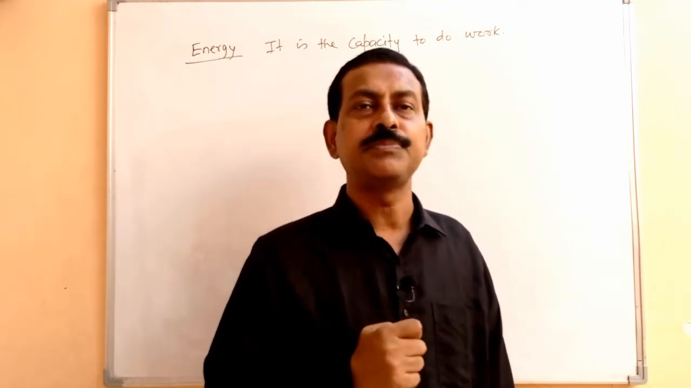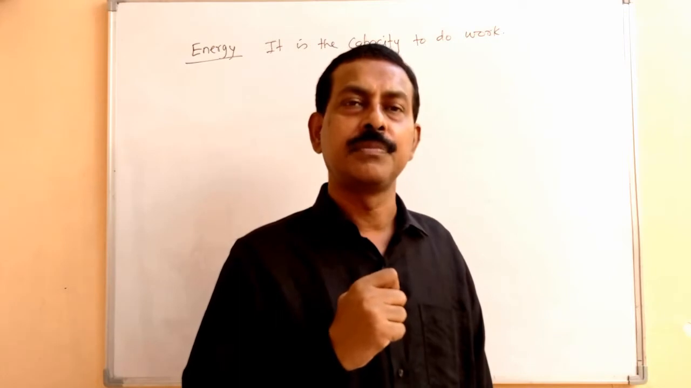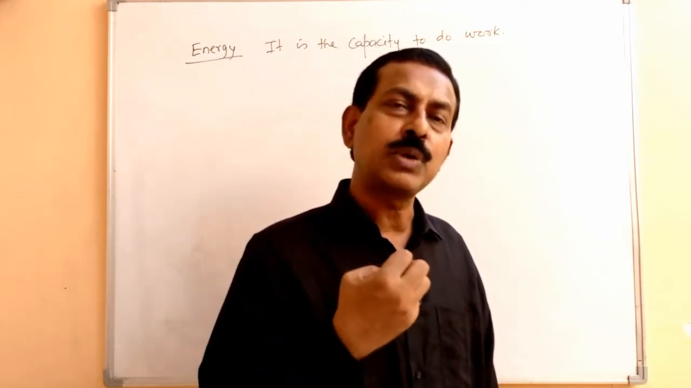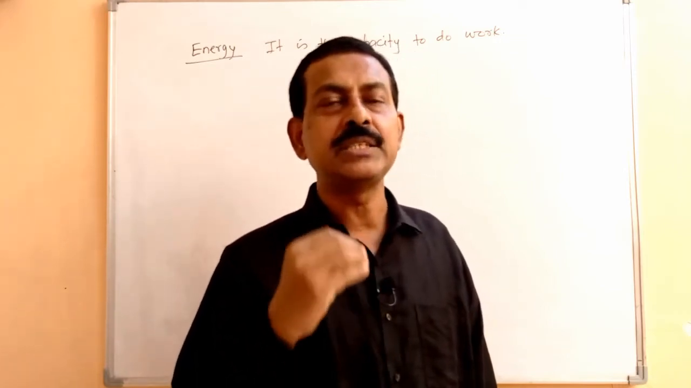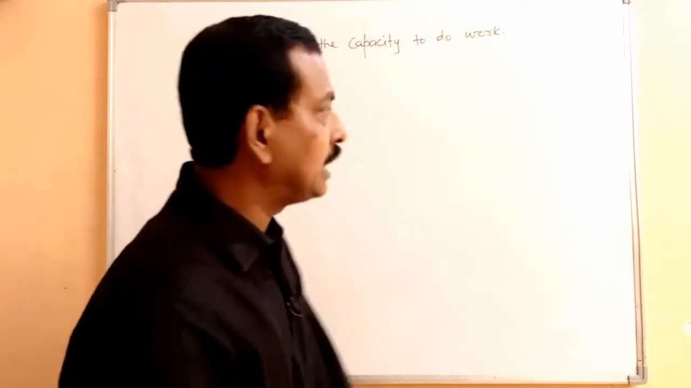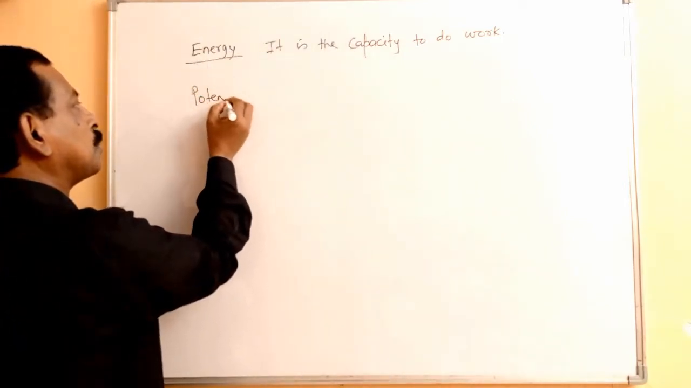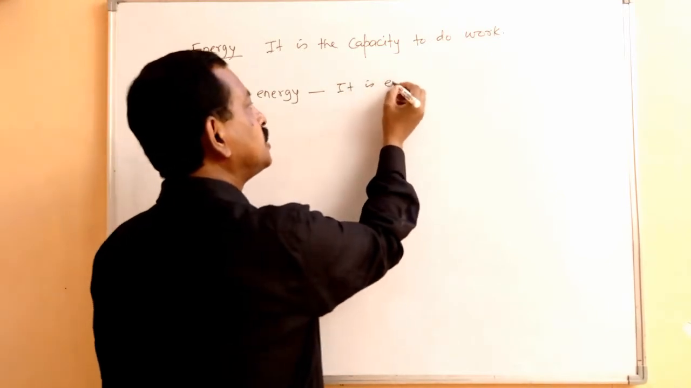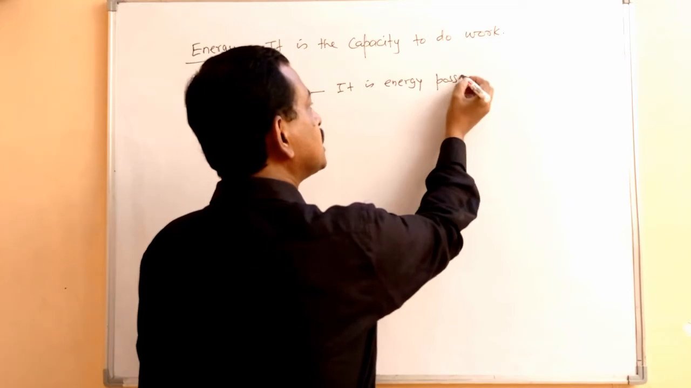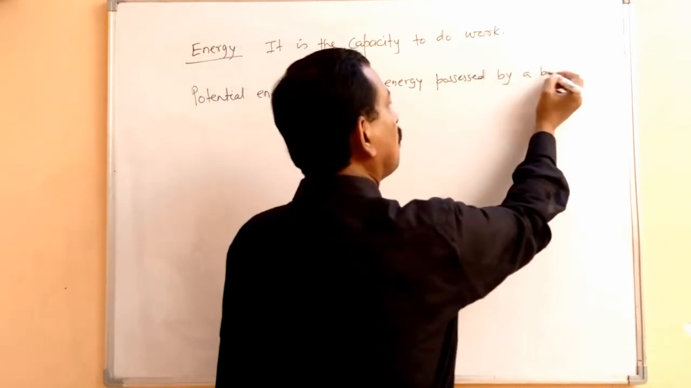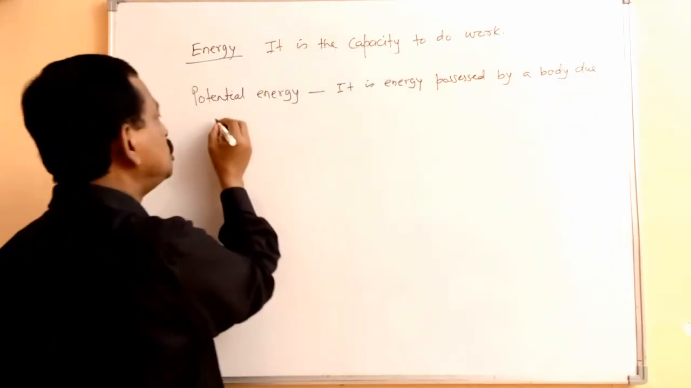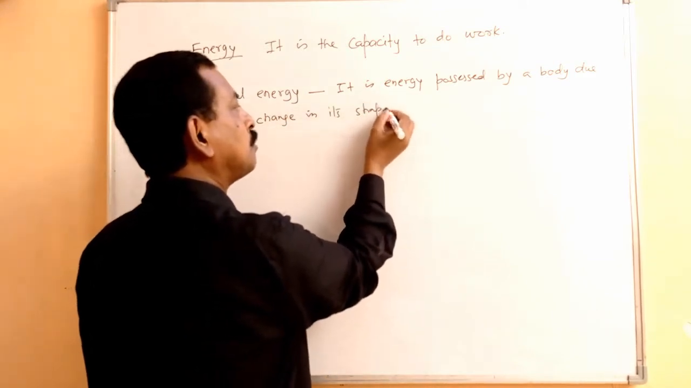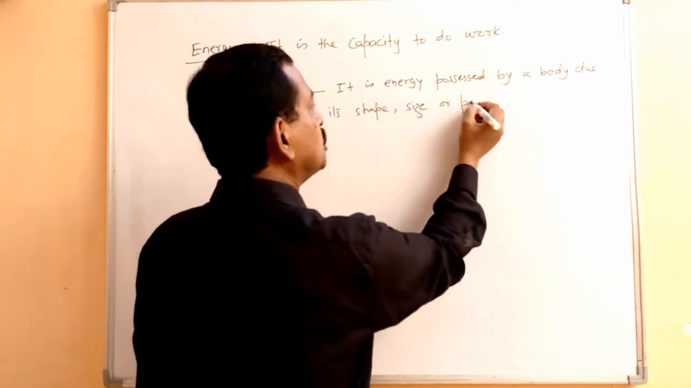Now, when we take potential energy, it is the energy stored in a body whenever there is a change in its shape, size or position. So basically you can say that it is the energy possessed by a body due to a change in its shape, size or position.